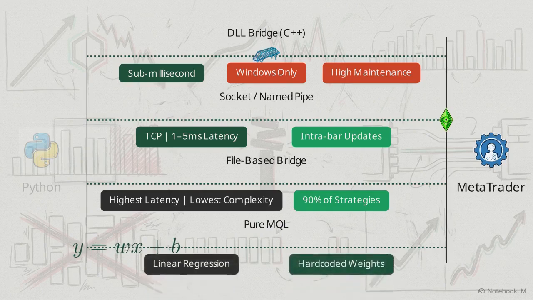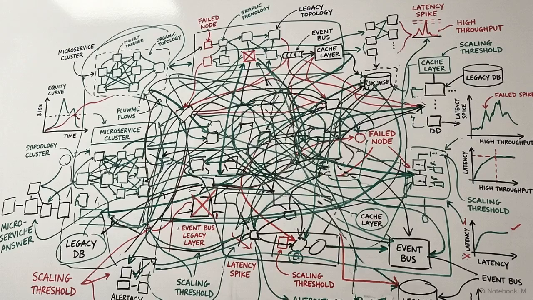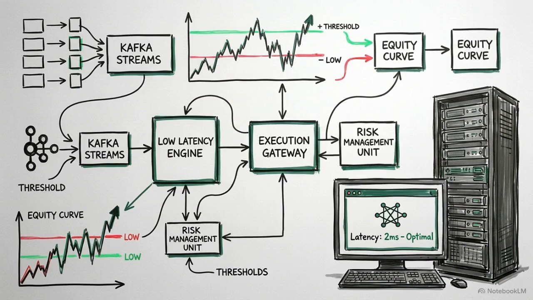The final option is a pure MQL implementation. For simple models like linear regression, you can bypass Python entirely by hard-coding the model weights directly into the expert advisor. The operational danger here is over-engineering. Forcing a complex DLL architecture onto a slow, daily bar strategy introduces points of failure for zero actual benefit. Selecting the correct bridge based strictly on the strategy's true latency requirements is the foundation of long-term system stability.